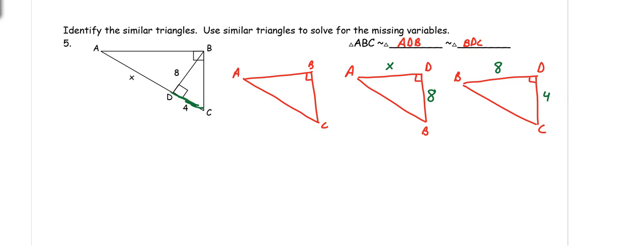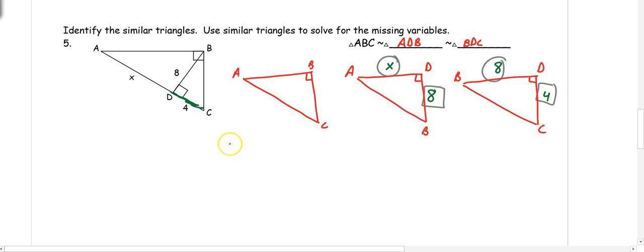So notice that in 2 of the triangles, we have 2 of the corresponding sets of sides labeled. So we have x and 8, and we have 8 and 4. So we're going to use those sides to set up our proportion. So we have x over 8 equals 8 over 4. We can cross multiply, 4x equals 64, and divide, so x equals 16.